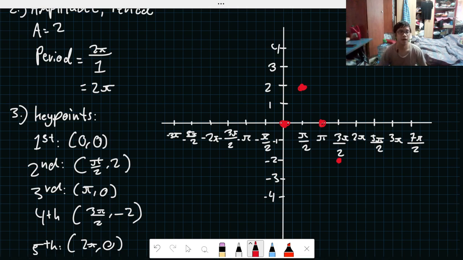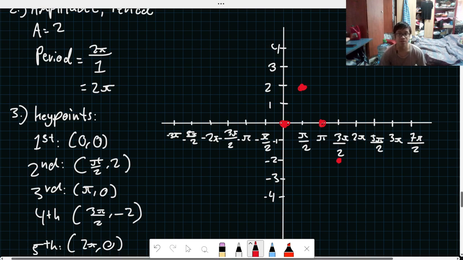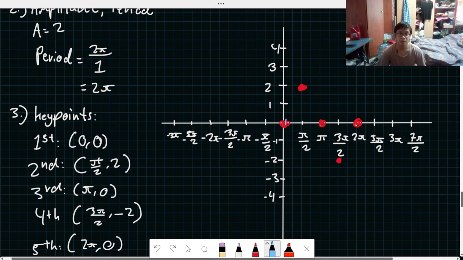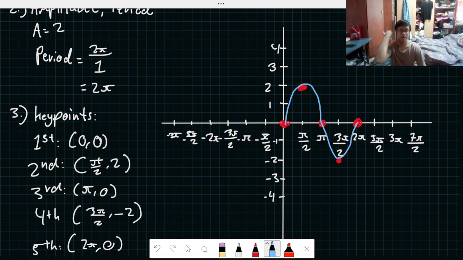Sorry, my messenger. The next, last but not the least, is 2 pi, 0. So y is 0, that means it's just on the x-axis, so it's here. That's it. Now we can trace them. So start from here. Go up, then down, down, and up. Then we can extend it. That's the last step of the graphing.